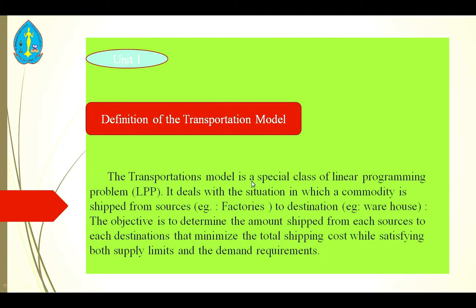The transportation model is a special class of linear programming problem, which we call LPP. It deals with the situation in which a commodity is shipped from sources, that is factory or godown, to destinations, that is warehouses. The objective is to determine the amount shipped from each source to each destination that minimizes the total shipping cost while satisfying both supply limits and demand requirements. Always we need the total supply to equal the total demand.